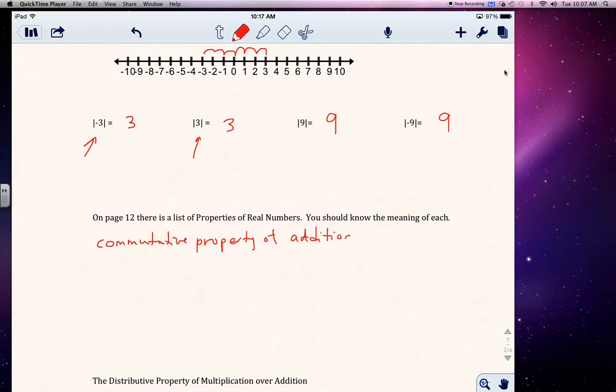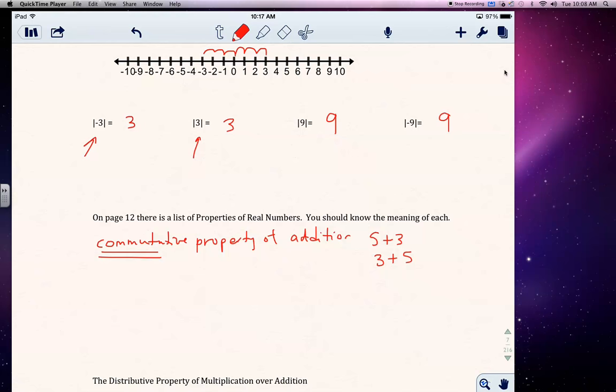And what that means is that changing order doesn't affect the answer in addition. So when I think of the word commute, I think of a commuter and moving, and what it's basically saying is moving or changing the order of your addition problem doesn't affect the answer. So let's say I have 5 plus 3. Does it really matter if I say 3 plus 5? Does that change the value of your answer? It doesn't. So in addition, we can always change the order.